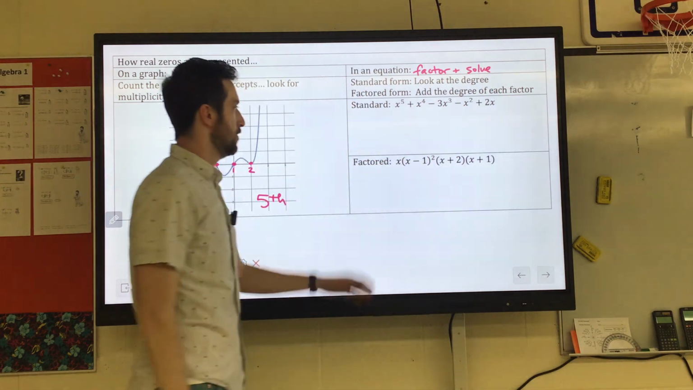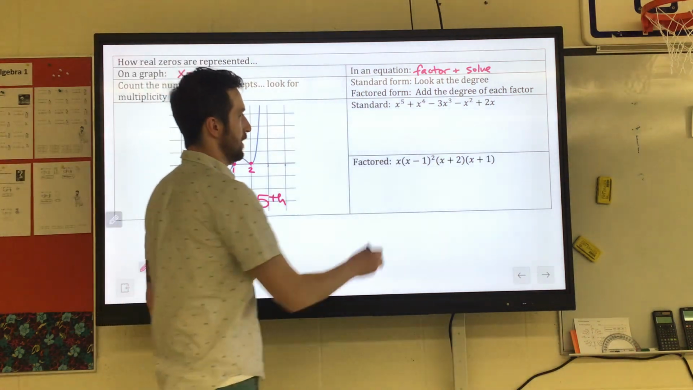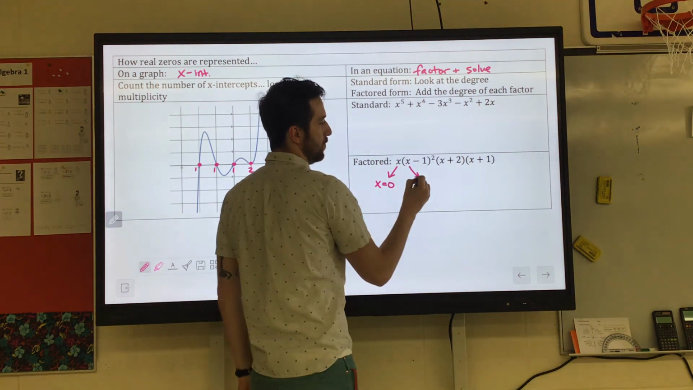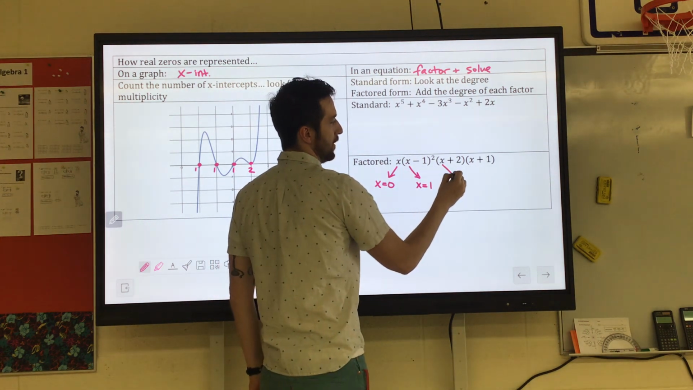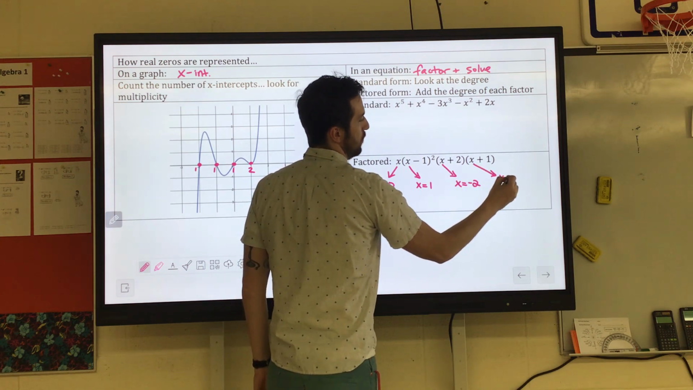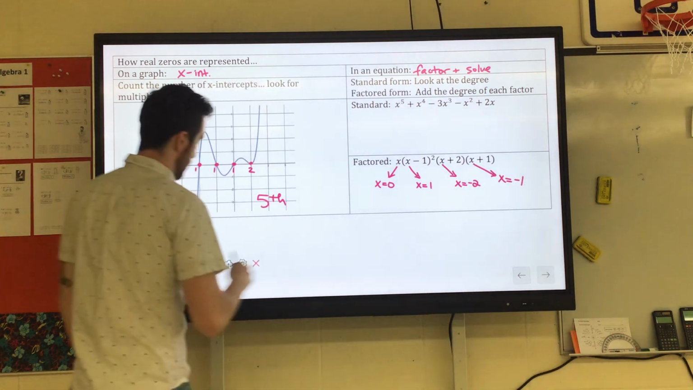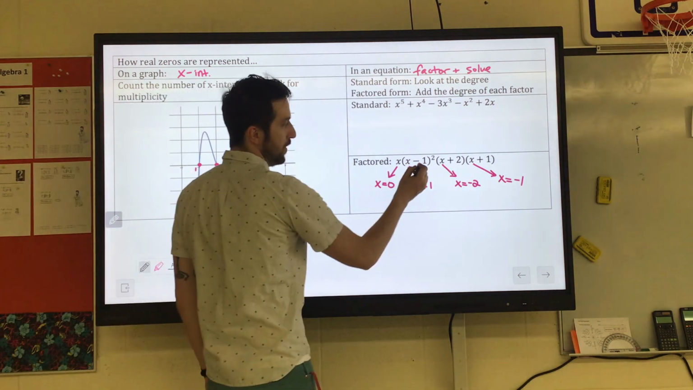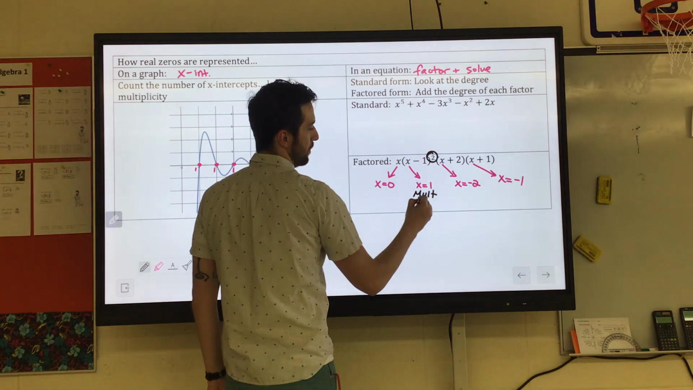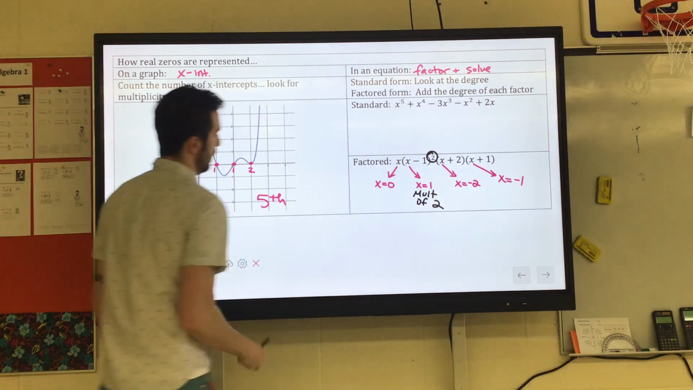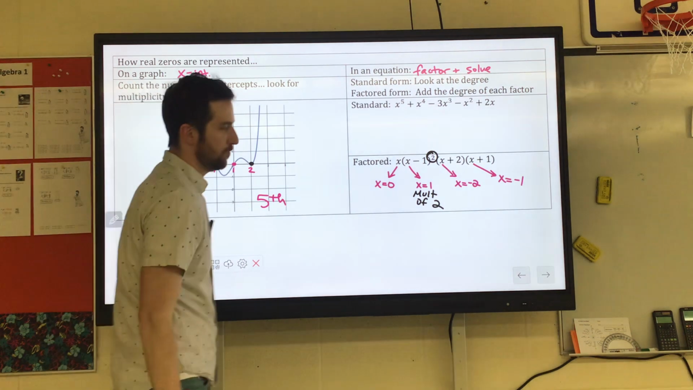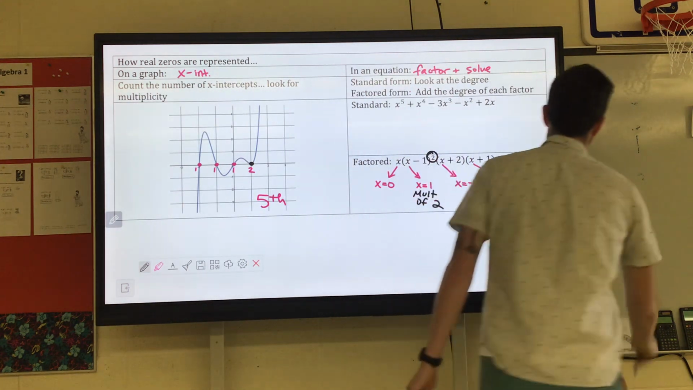So here it is in factored form. This x on the outside would equal 0. x minus 1 would equal +1. x plus 2 would be -2. x plus 1 would be -1. The one that has a multiplicity of 2 would be the x minus 1 because it's squared. Which again, if you look at that point on the graph, that's where it hits it and turns around. So that would show the even multiplicity.